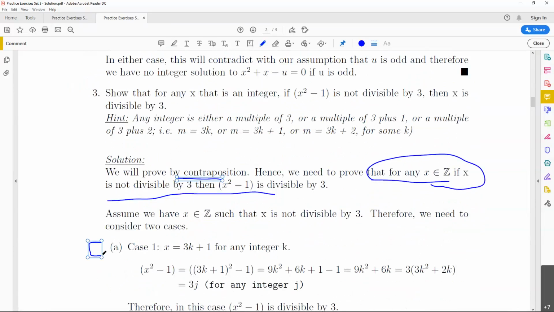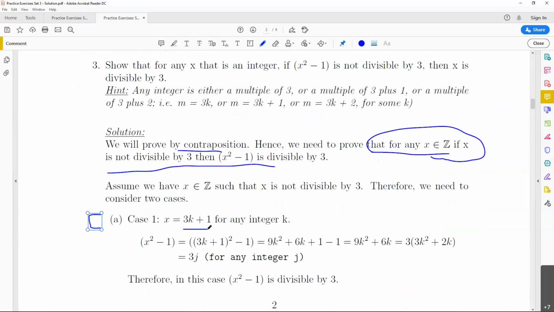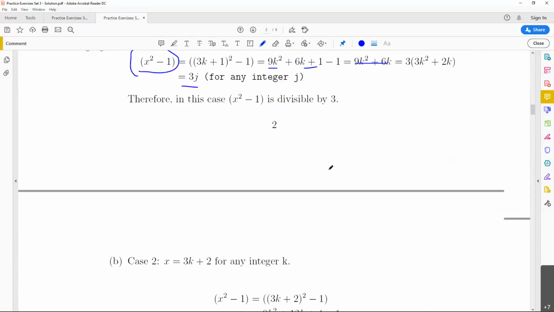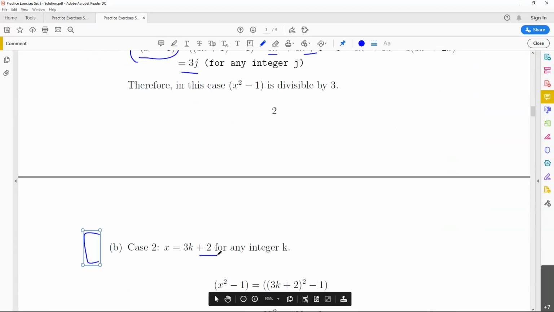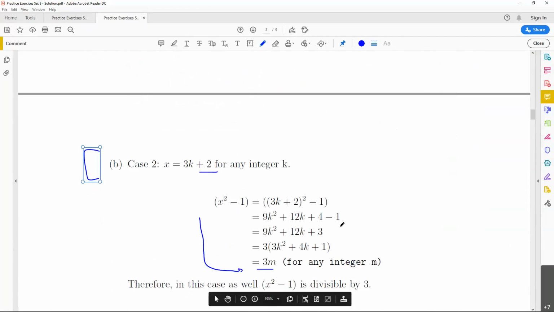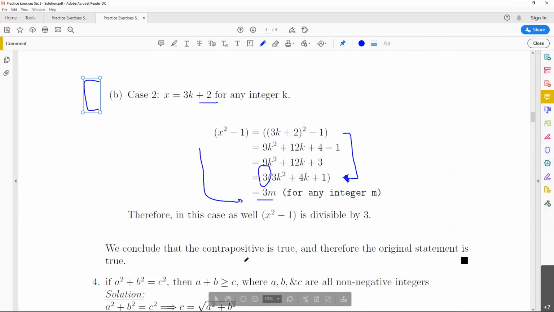So you just go with the cases. Case 1, the remainder is 1, so you calculate what x squared minus 1 is, you get 3 times something. So x squared minus 1 is divisible by 3. Same thing for the second case, remainder of 2, calculate 3 times m. I won't go through the details of this. If you have a problem, I'll explain it, but you can check the solution on your own. It's just expansion, then you want to take the multiple in common. If you're trying to prove multiple of 3, you want to take 3 in common. If you're trying to prove even, you want to take 2 in common, and so on. So since the contrapositive is true, the original statement is true because they have the same truth value.